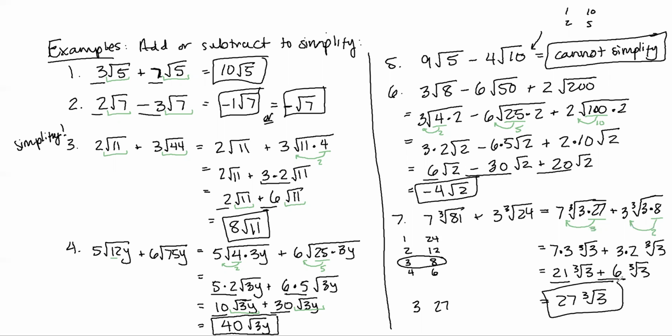This is going to work exactly the same for fourth roots, fifth roots. As long as your index is the same and you can make them like radicals, you can add them together. All right, now let's try a fourth root so you can see one. So we have negative 2 fourth root of 32 minus 7 fourth root of 162.